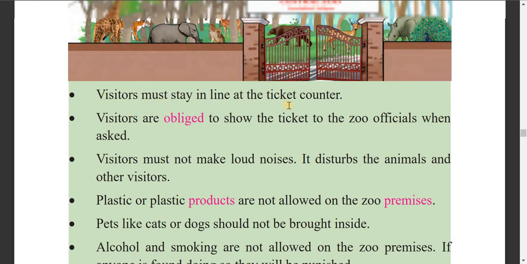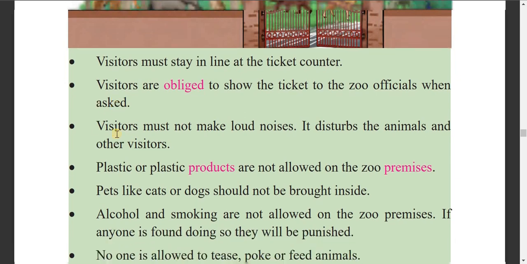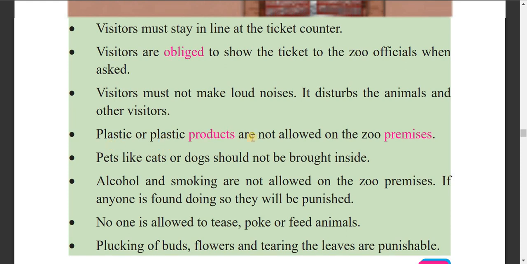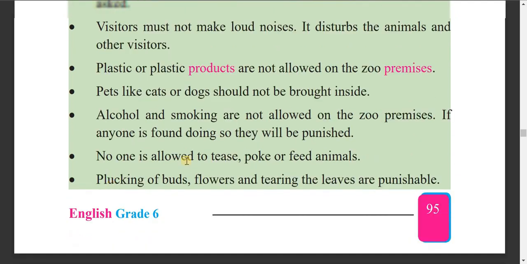Visitors must stay in line at the ticket counter. Visitors are obliged to show the ticket to the zoo officers when asked. Visitors must not make loud noises, disturb the animals and other visitors. Plastic or plastic products are not allowed on the zoo premises. Pets like cats or dogs should not be brought inside. Alcohol and smoking are not allowed on the zoo premises. If anyone is found doing so, they will be punished.